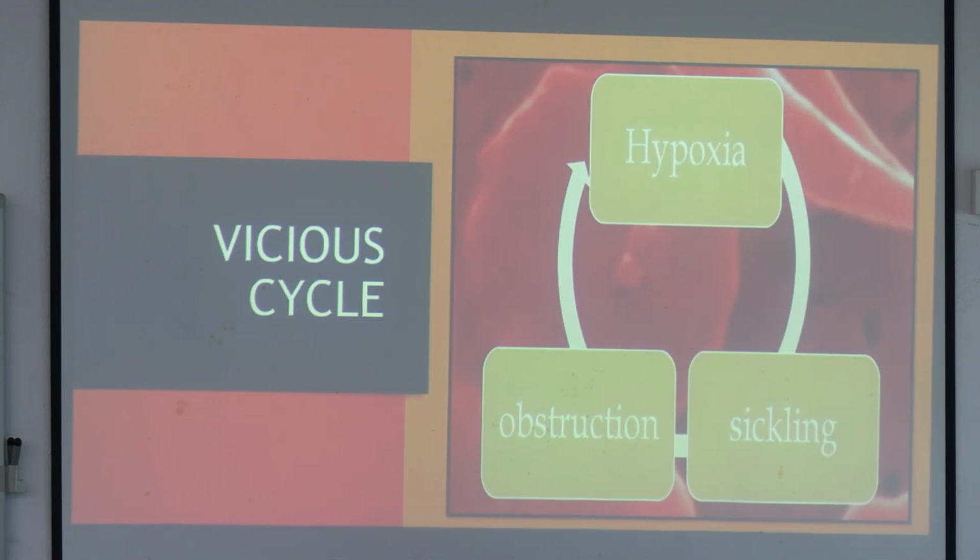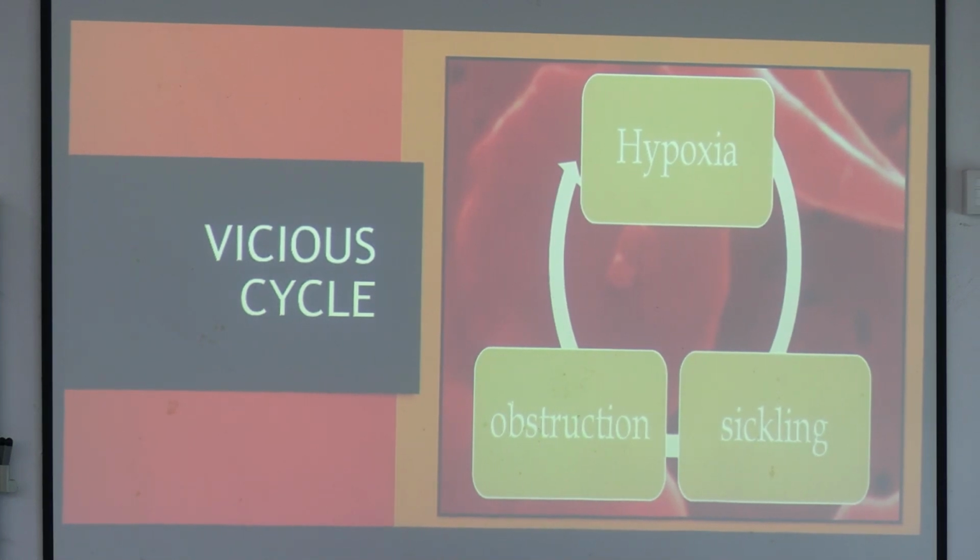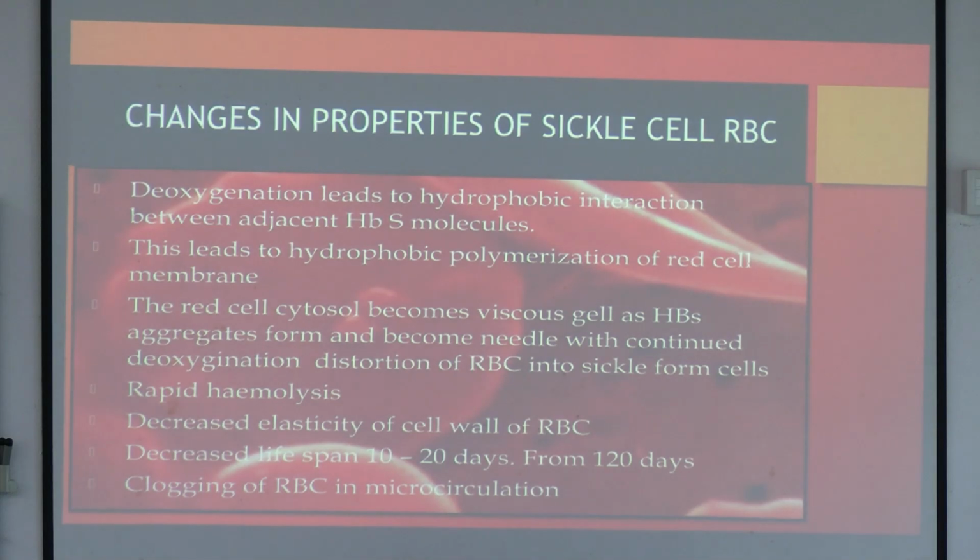Is this clear up to this point? একদম কনসেপ্ট মনে রাখতে হবে না, খালি কনসেপ্ট মনে রাখবে, তাহলে সবগুলো অ্যান্সার লিখতে পারবে। So, changes in the properties of sickle cell RBC, I told you earlier: decreased elasticity of the RBC membrane and decreased lifespan.